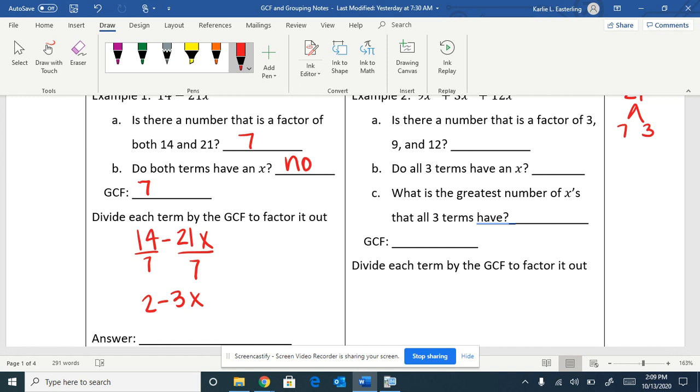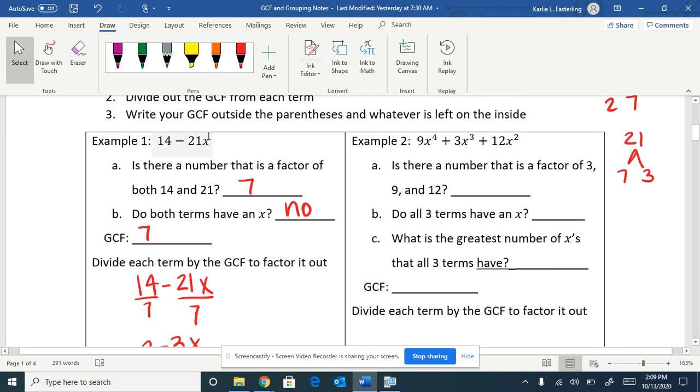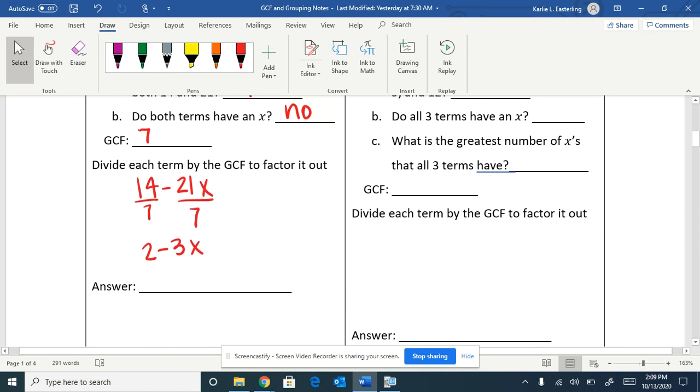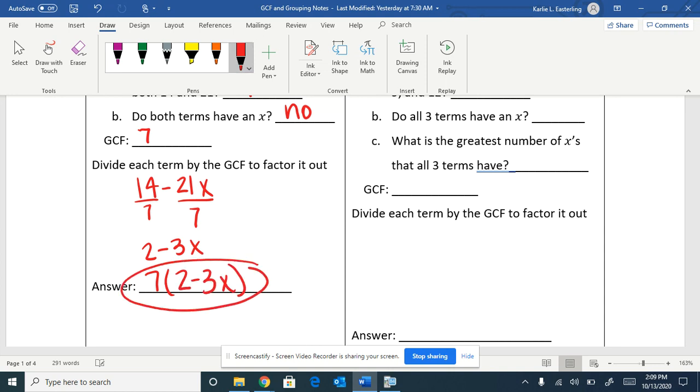Whenever we go to write our final answer for this, we need to write our greatest common factor outside the parentheses and whatever is left on the inside. So our final answer here would be 7(2 minus 3x). And that would be your final answer there.